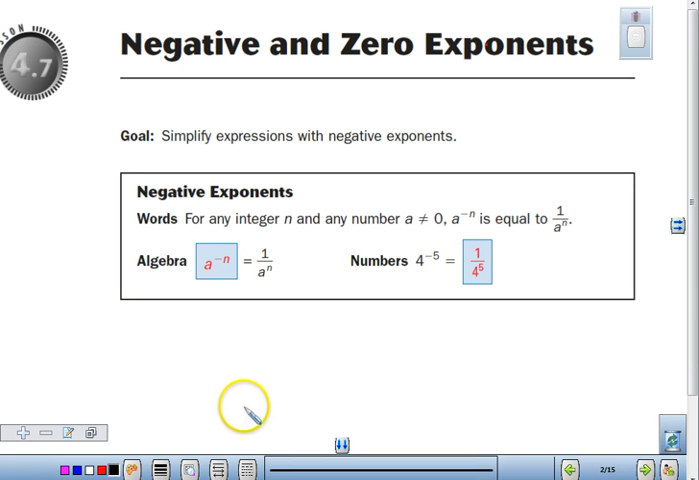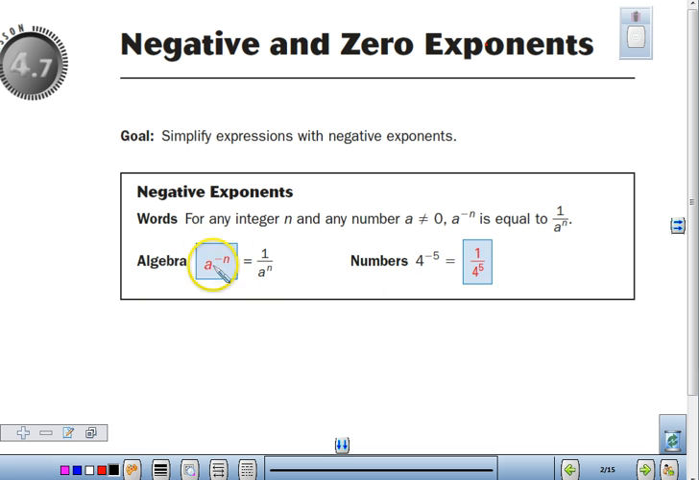Lesson 4-7. Now some of you said yesterday, when you were working with the exponent rules with the product and quotient, what happens for negative exponents? You wrote on your phone. So here's the deal with the negative exponent. For any integer n, where a is not 0, remember we can't take 0 to a negative power, a to the negative n is always going to be equal to 1 over a to the n.